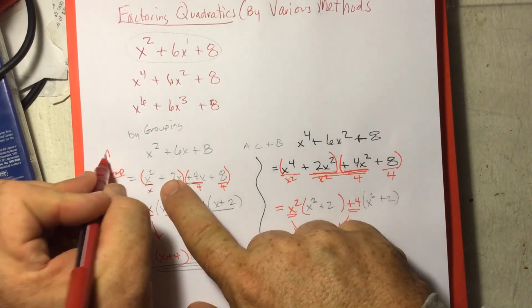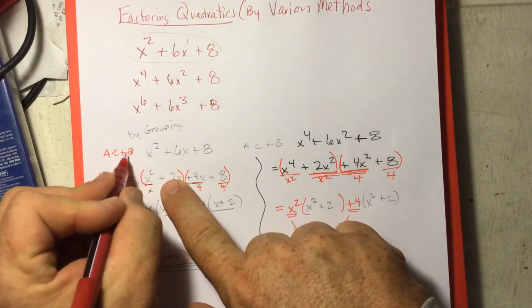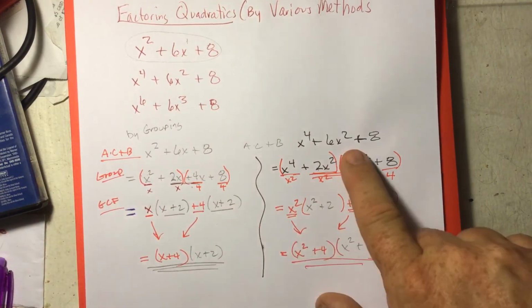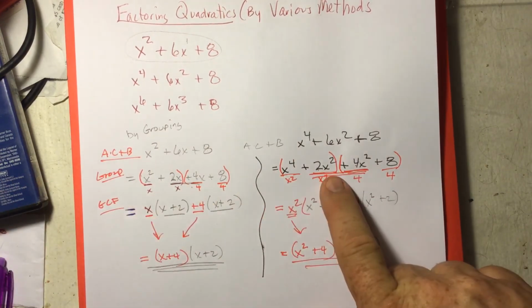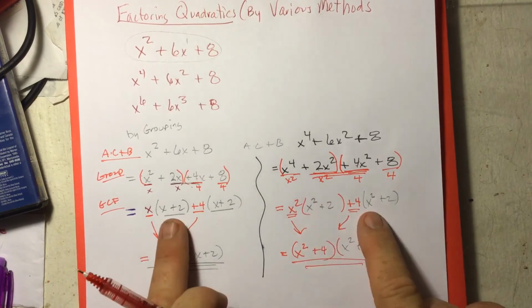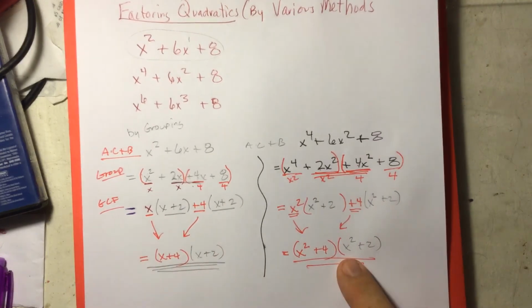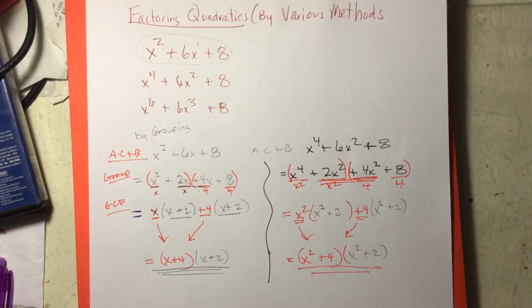We did our A times C adds to make B up here. We grouped them here. We found the greatest common factor out of each one here, and then we put it in there. So let's tackle one more piece on this video, and hopefully I can come up with one that works.